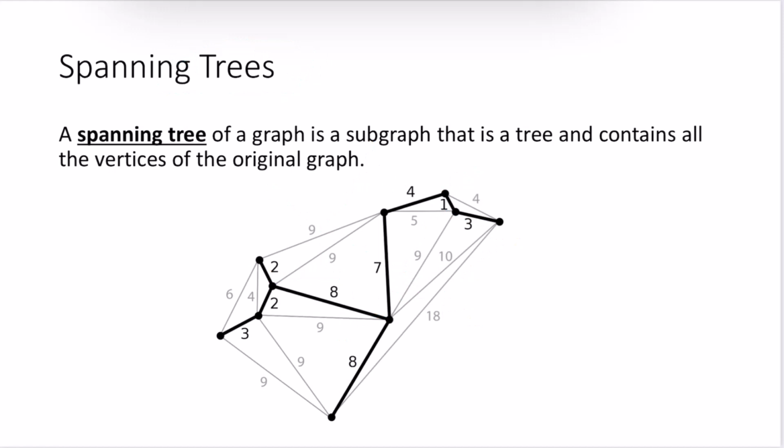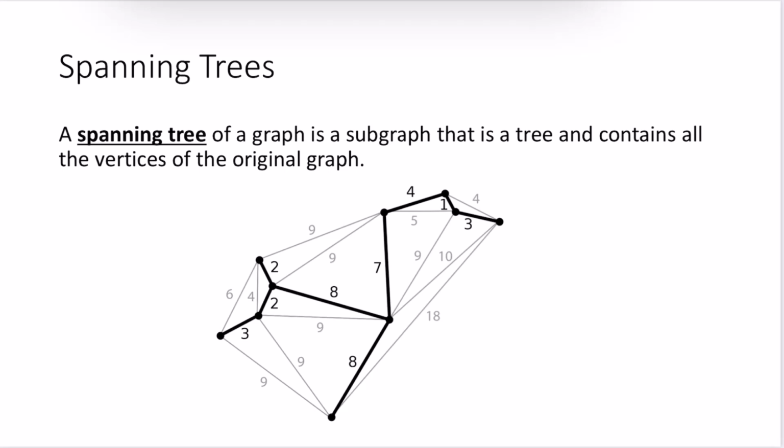So the second part of this video is the definition of a spanning tree. A spanning tree of a graph is a subgraph that's a tree and contains all of the vertices of the original graph. Remember, a subgraph is basically like parts of the original graph.